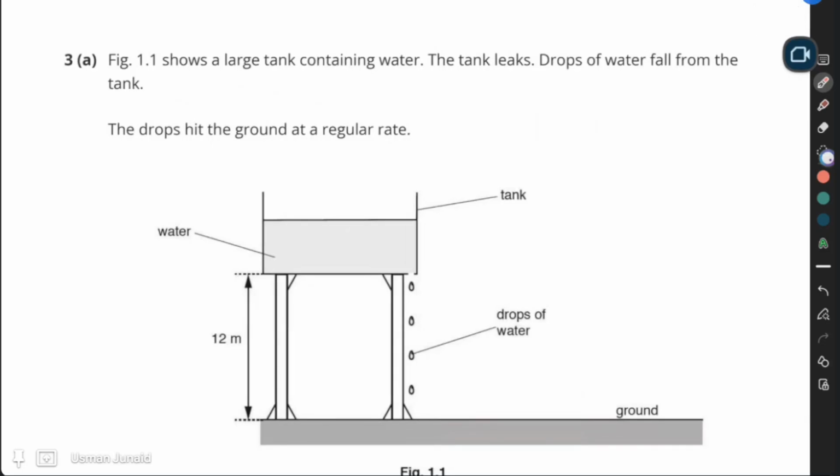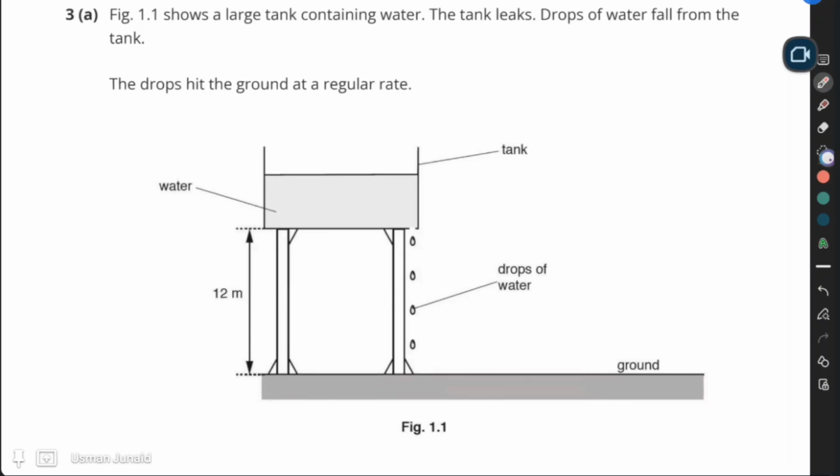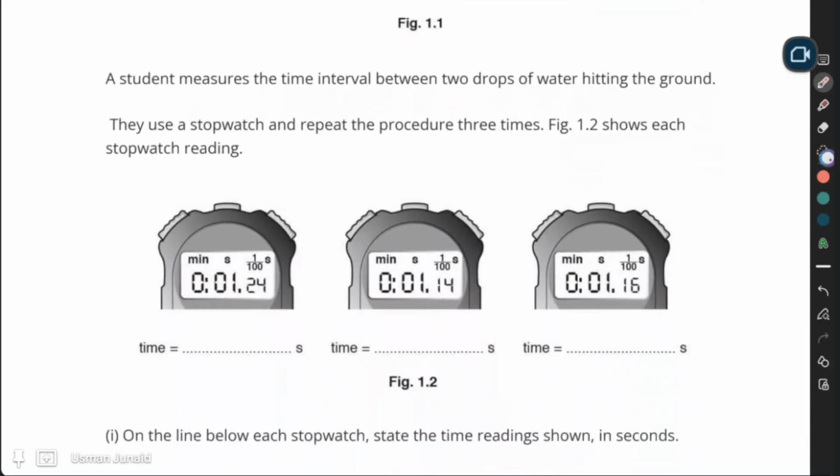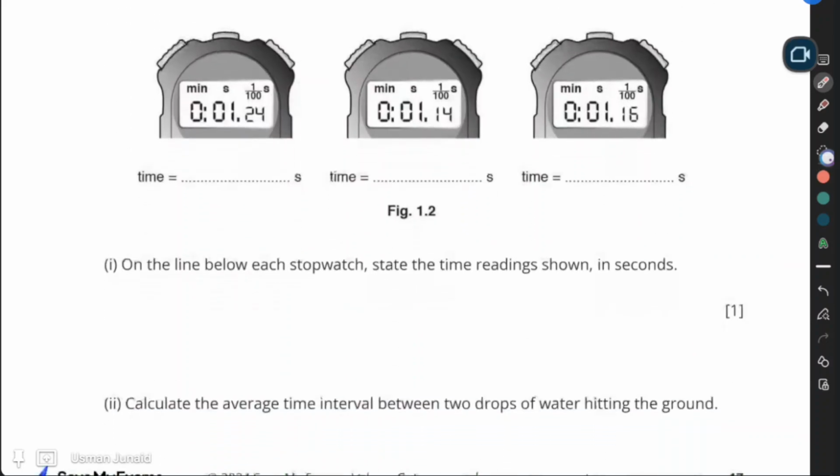Figure 1.1 shows a large tank containing water. The tank leaks drops of water. The drops hit the ground at a regular rate. A student measures the time interval between two drops of water hitting the ground. They use a stopwatch and repeat the procedure 3 times. Figure 1.2 shows the stopwatch readings. On the line below, state each stopwatch time reading shown in seconds.